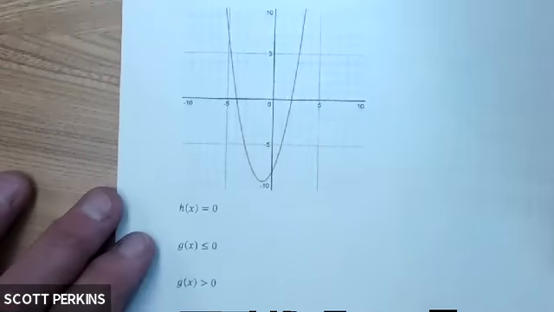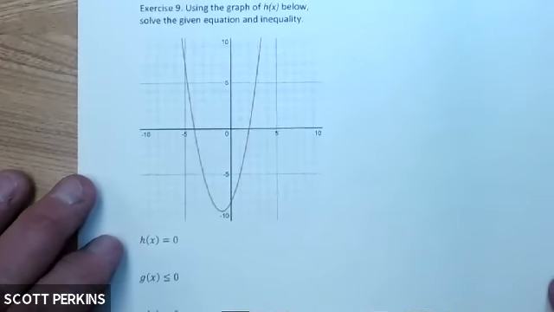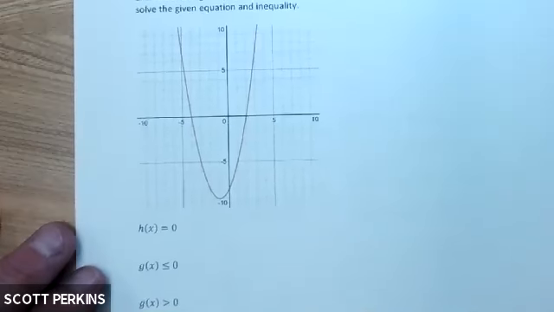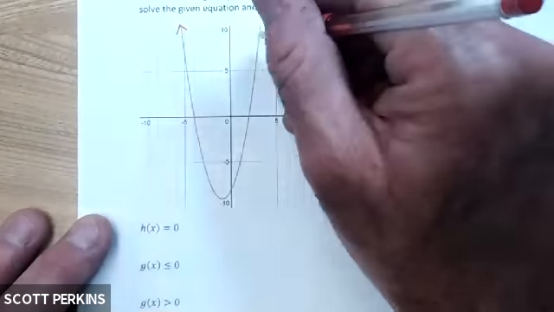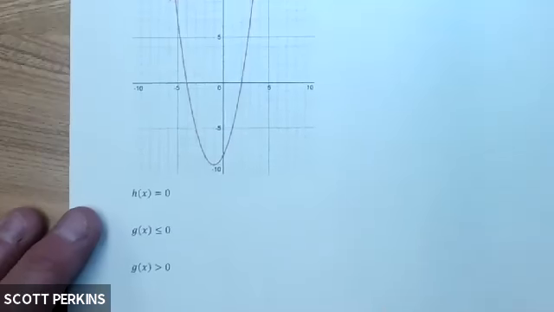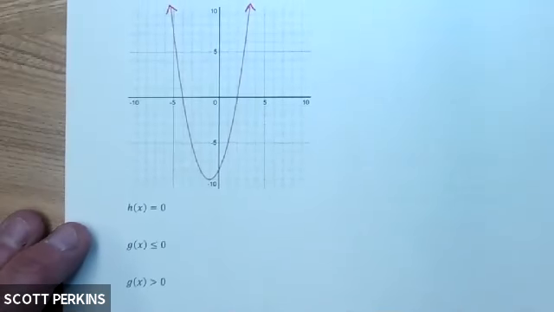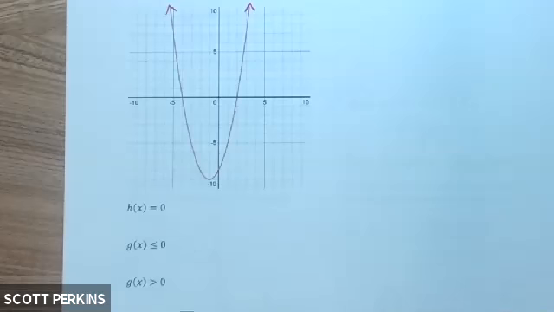I've got another example, just because reading graphs is important and it's sometimes a stumbling block for students. I would like you, again, to assume that there's arrows on the end of this graph. And solve all three, the equation and both inequalities, please.